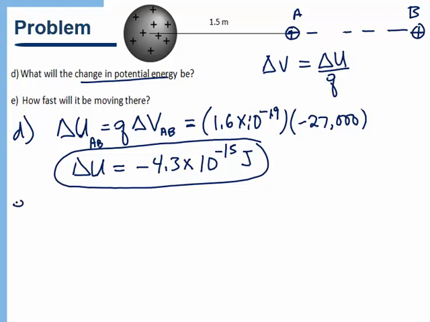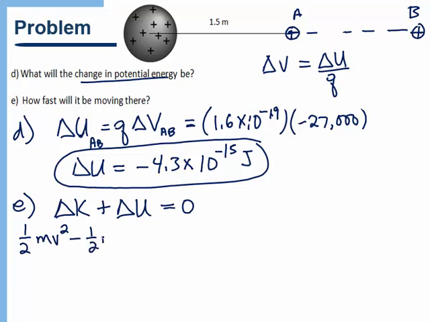Well, now is when I'm just going to use conservation of energy. So delta K plus delta U is equal to 0. Again, we're assuming there are no non-conservative forces present, no friction, no applied forces. So the change in kinetic energy will be 1/2 mv squared minus 1/2 mv naught squared. Notice that in this particular problem, the proton starts from rest, but in another problem it wouldn't necessarily. So just be aware of that. So that's 0, and that's equal to minus delta U.